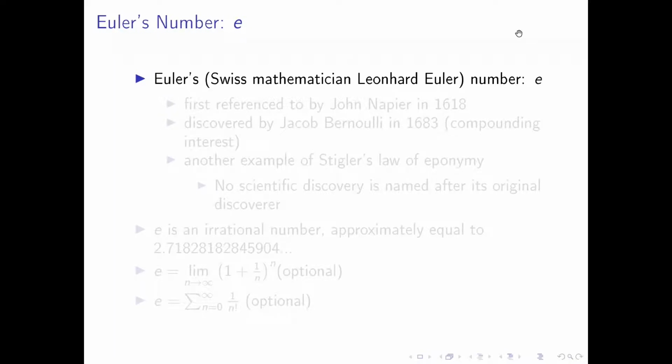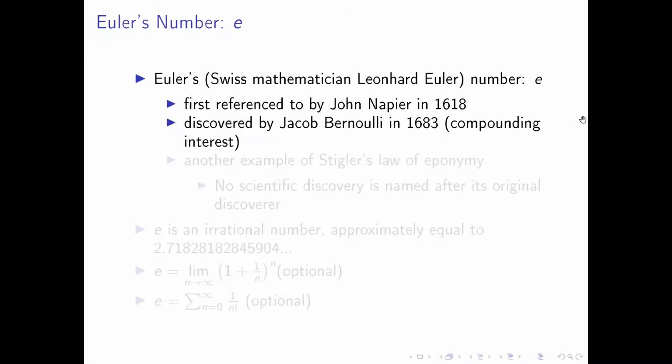Let me talk about this magic number e, sometimes called Euler's number. This is a constant named after Leonhard Euler, a very prominent Swiss mathematician. And e was first referenced by John Napier in 1618 while constructing a table of logarithms. And it's considered to be discovered by Jacob Bernoulli in 1683 while studying compound interest.